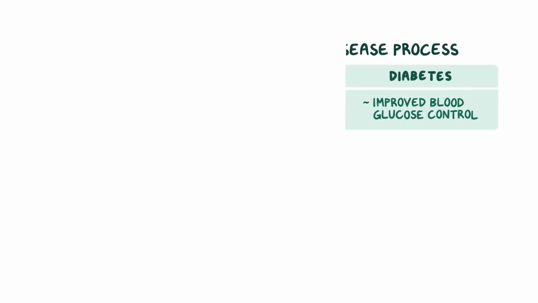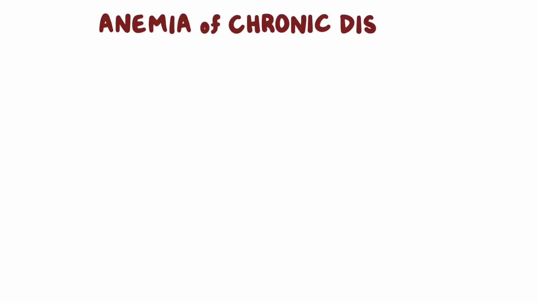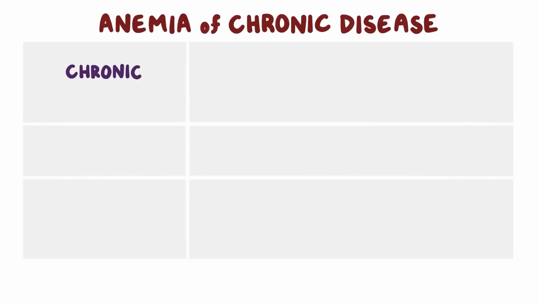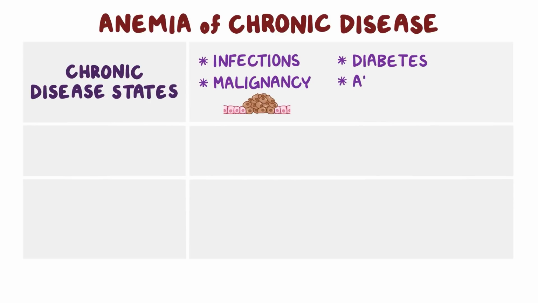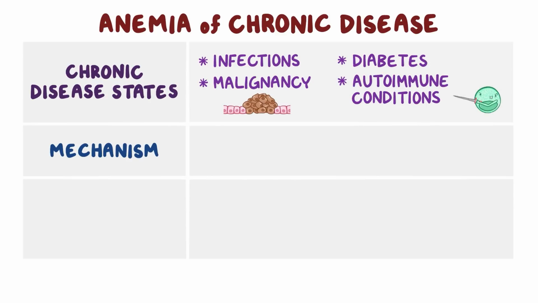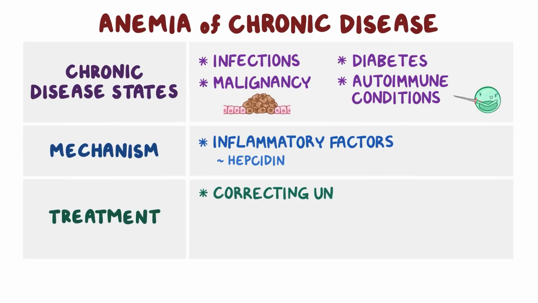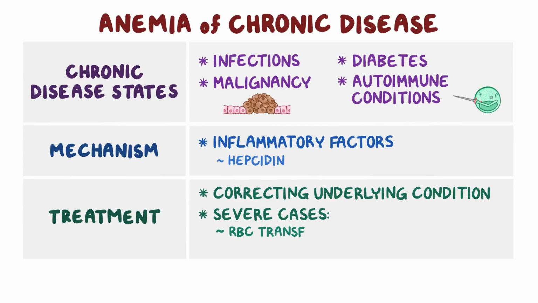Alright, as a quick recap, anemia of chronic disease occurs in the context of chronic disease states like infections, malignancy, diabetes, and autoimmune conditions. The mechanism of disease is largely mediated by inflammatory factors including hepcidin. Treatment involves correcting the underlying condition, or, in severe cases, RBC transfusions or erythropoietin injections.